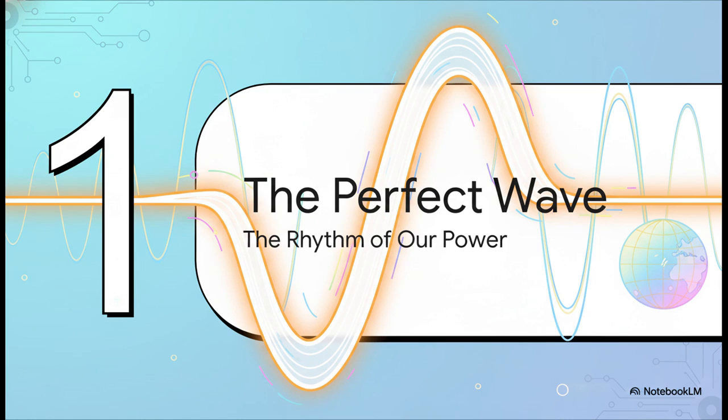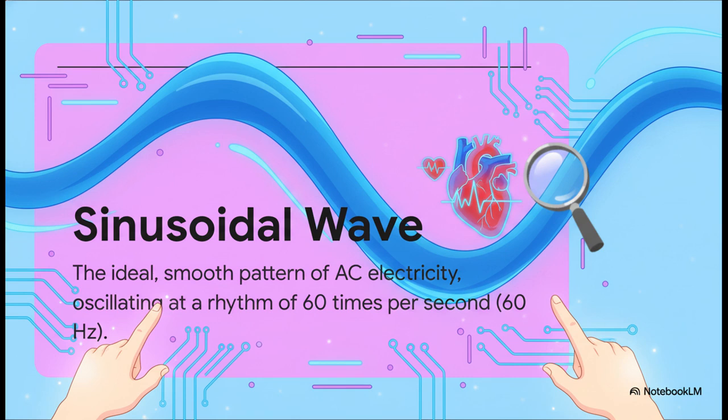But to really get a handle on the chaos, we first have to appreciate the order, and that all starts with understanding what a perfect electrical wave looks like. So this is what we call a sinusoidal wave, or just a sine wave. The best way to think of it is like the perfect heartbeat of our electrical system. It's this super smooth, predictable rhythm where the electricity flows back and forth exactly 60 times every single second. This rhythm, it's the foundation of, well, pretty much our entire power grid.